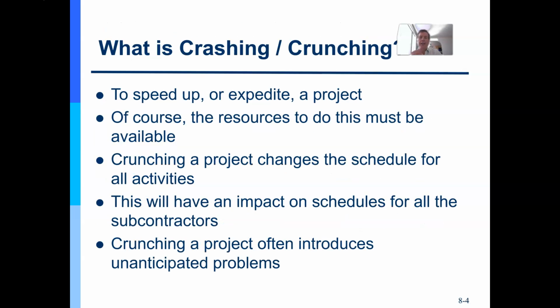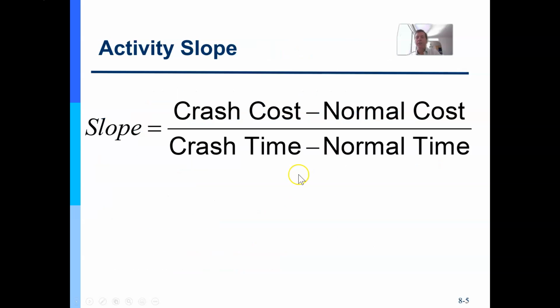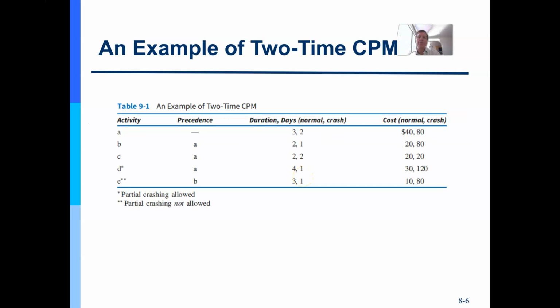Now, I kind of mentioned crashing. Sometimes it's called crunching, rarely. Mostly, and the formal term is crashing. That's what you want to stick with, really. And it's to speed up or accelerate your project, adding more resources to it. There's more in the book if you'd like. And so you can create an activity slope if you wanted. You could do the crash cost. How much will these extra resources cost, minus the normal cost, divided by crash time, divided by normal time. And you create an XY axis and graph the slope if you choose to.